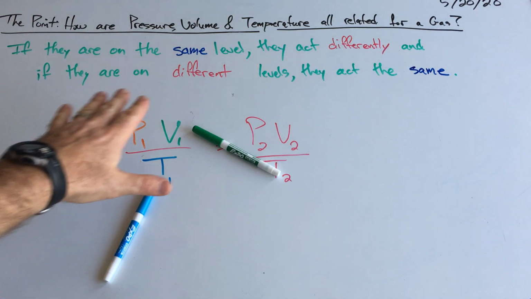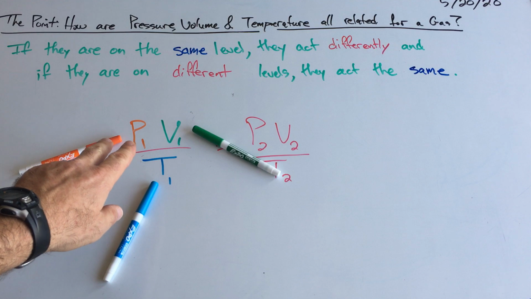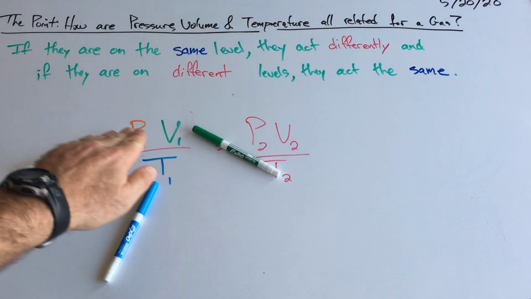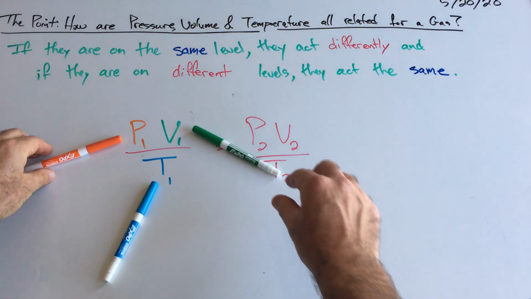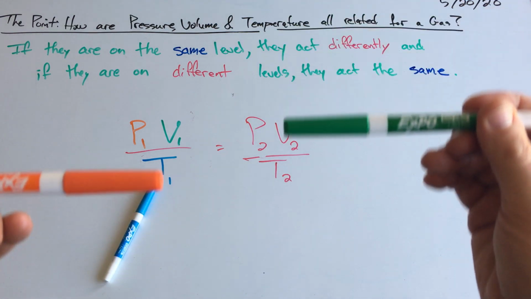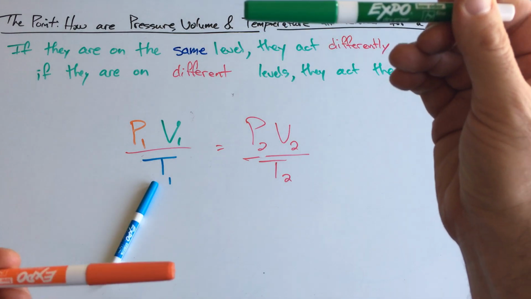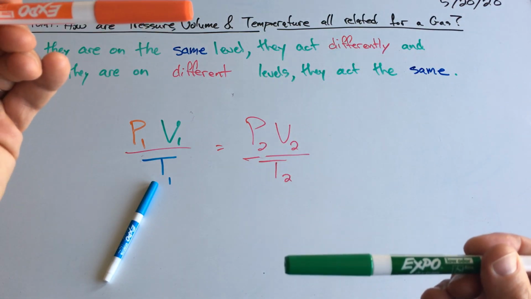Well, when I look at this formula right here, or this one over here, I notice that P and V are on the same level. They're both on the top. And what that means is that they act differently. So if they're on the same level, such as the P and the V, then we would get them to act differently. They would be inversely proportional. As the pressure increases, the volume is going to decrease.